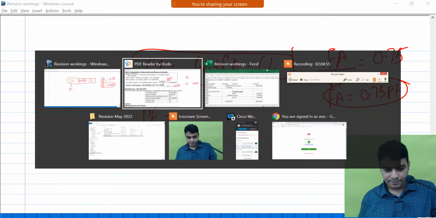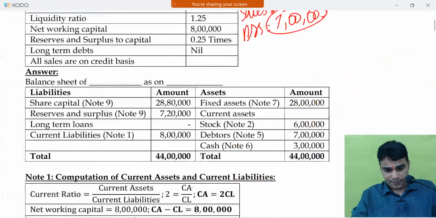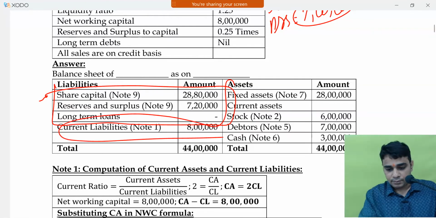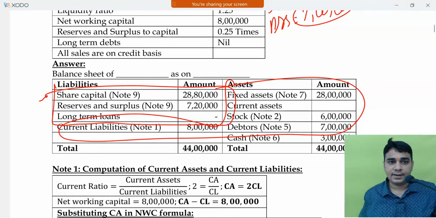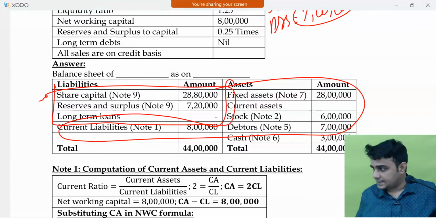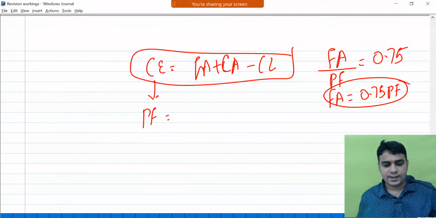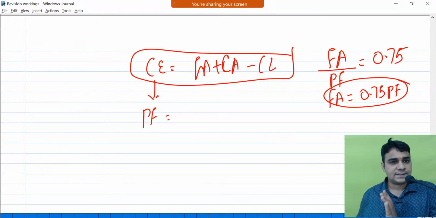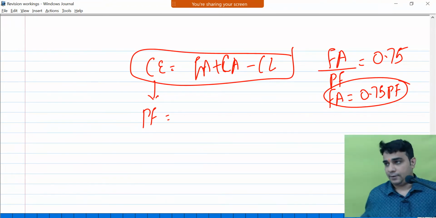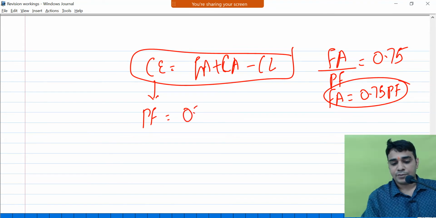See, the basic thing is, in a balance sheet, capital employed is either these three things together or, from the asset side, you subtract the current liability. So I am equating both. I have some of the asset side information and some of the liability side information. So capital employed is equal to fixed asset plus current asset minus current liability. I am assuming capital employed means only proprietor funds. Fixed asset is 0.75 proprietor funds, and then current asset minus current liability.